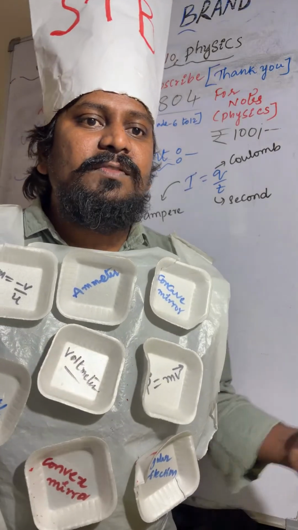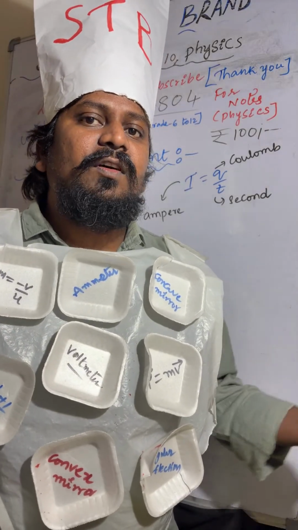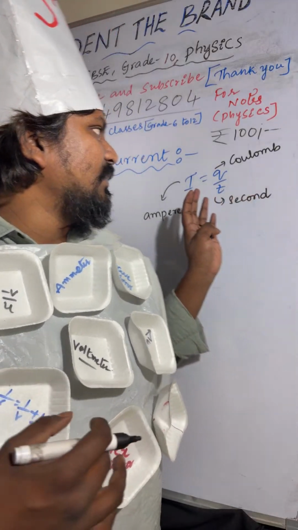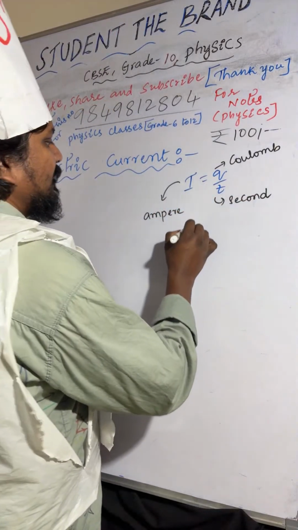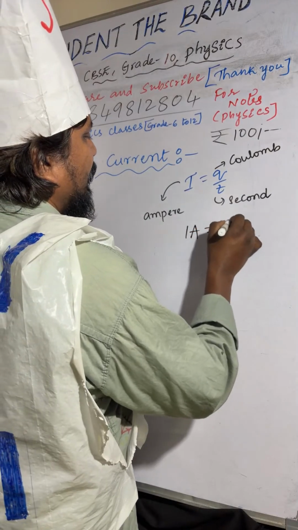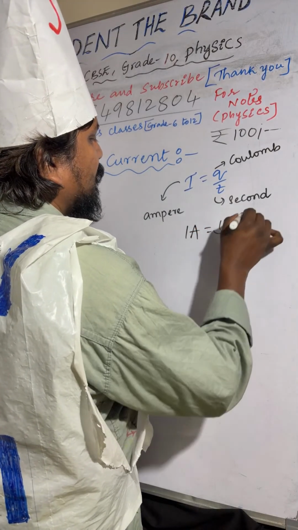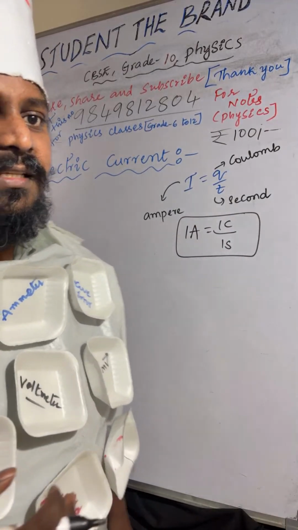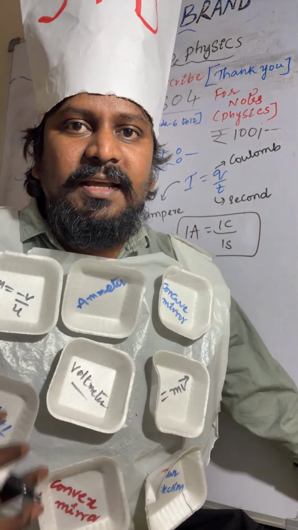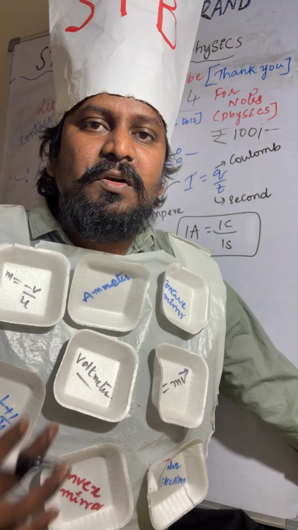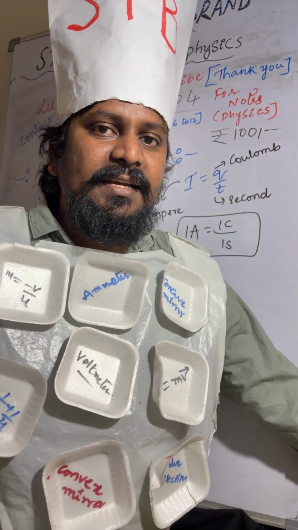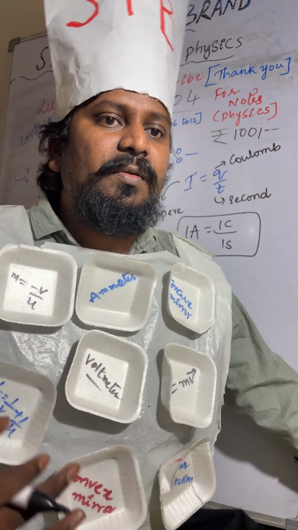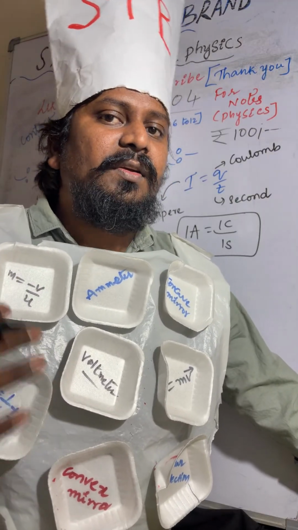The rate of flow of charge is called electric current. Okay, so here you can see 1 ampere is defined as 1 coulomb of charge flowing through unit cross section area per second. 1 ampere is defined as 1 coulomb of charge flowing through unit cross section area per second is called electric current. I equal to Q by T.